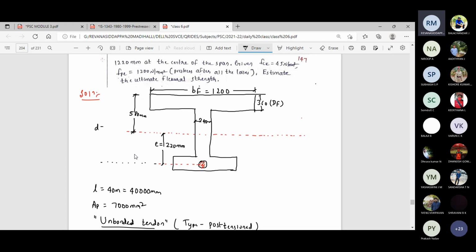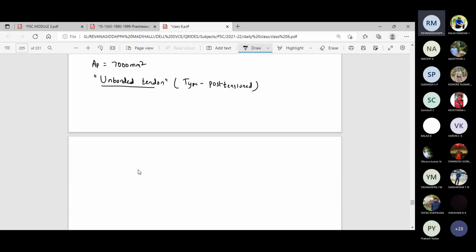Correct? You can assess the effective depth. D is equal to how much it will be? 580 plus 1,220. Okay. How much you will get effective depth? If you work out the answer, it is 1,800 mm. Okay. It is directly not given. Indirectly it is given. Eccentricity of the cable is given. Depth of central axis from the top fiber is given. By using both the data, you can work out the effective depth. Below you can write effective depth. Effective depth D is equal to 580 plus 1,220 is equal to 1,800 mm.